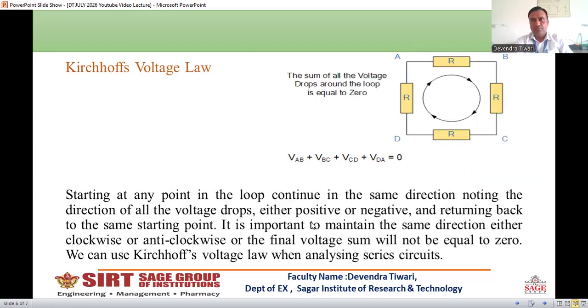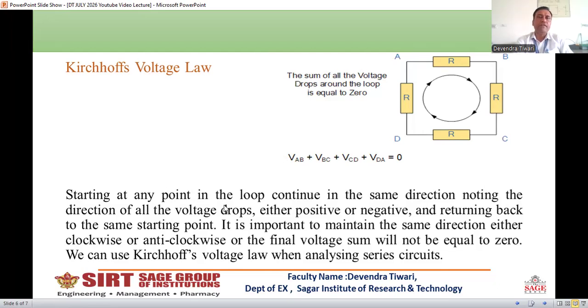So here a simple circuit diagram is given to us. Resistances are placed here and we have marked the directions in which we are traveling in the circuit. So as per KVL, the sum of all the voltage drops around the loop is equal to 0. So here A to B there is resistance R, and B to C, C to D also, and D to A. So VAB plus VBC plus VCD plus VDA should be equal to 0.